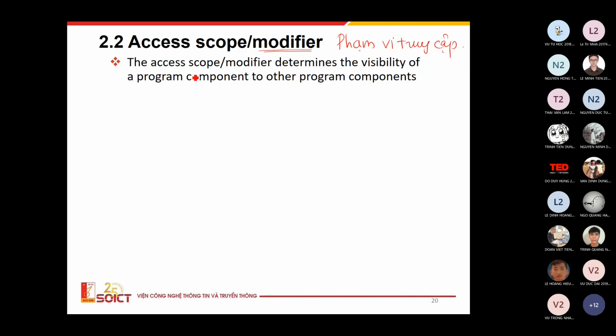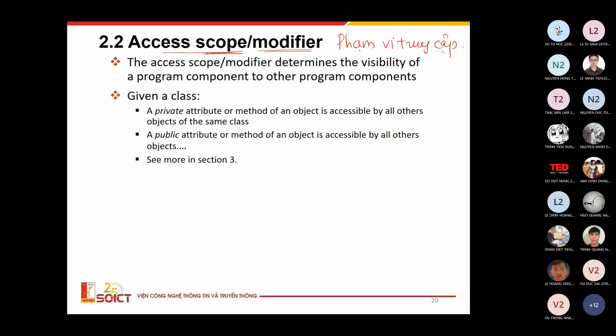Yeah, you have two terms to describe it. It's the way to determine the visibility of a program component to other program components. And in the class, you have the components for class: we have the attribute and method. So how you can use this modifier to determine the visibility of attribute and method to the outside.